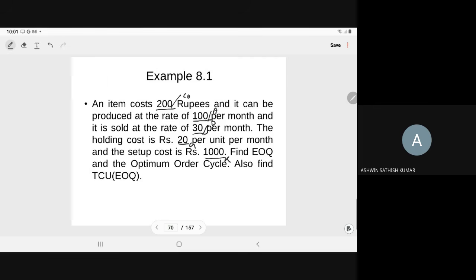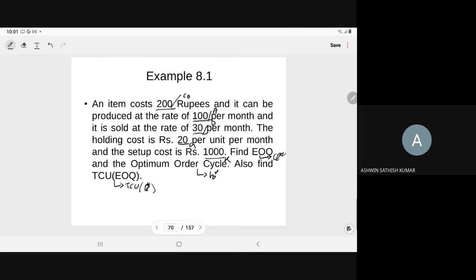Find the EOQ and optimum order cycle. Also find the TCU at optimum order cycle. It means what we have to determine. EOQ means we have to determine the Q star. OOC, that is the T naught star, and the TCU at Q star, meaning optimal TCU.